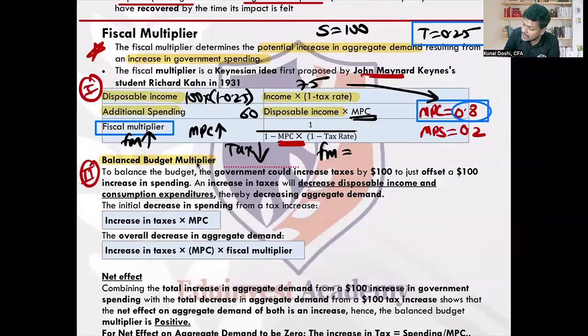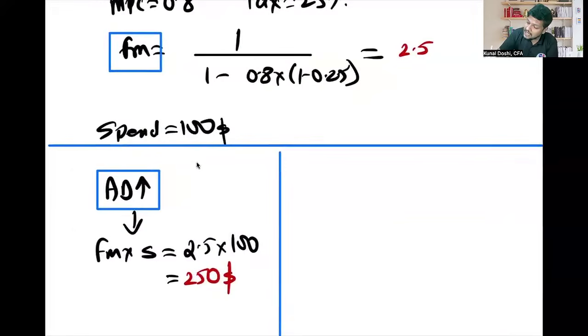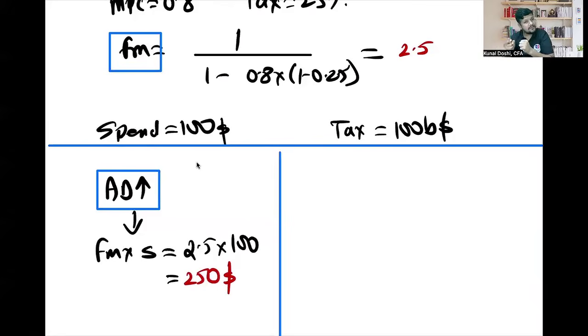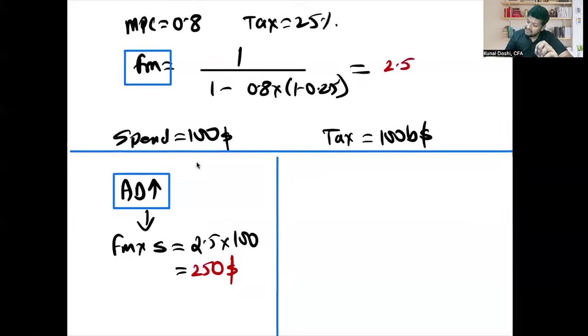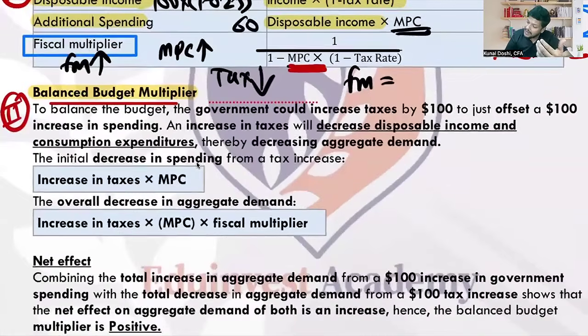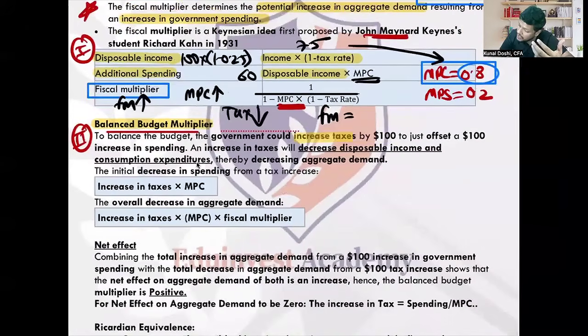So to spend $100, what if the government decides to balance the budget? How can I balance the budget? I can balance the budget by taxing the economy $100 billion more, so increasing taxes. This way the budget is balanced, isn't it? Because now the government is collecting $100 billion of taxes and spending $100 billion in the economy. The $100 billion that you spend in the economy will increase the aggregate demand. However, the increase in taxes by $100 billion is done to offset the spending, right?